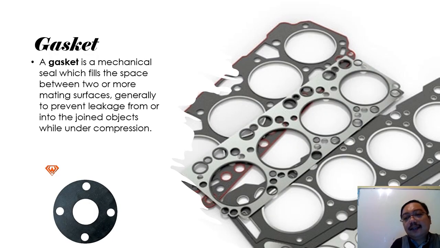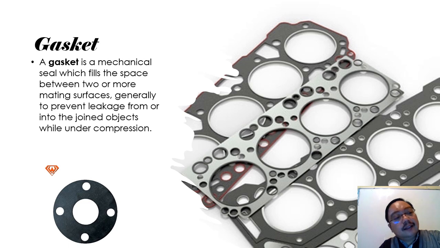So, what is a gasket? A gasket is a mechanical seal which fills the space between two or more mating surfaces, generally to prevent leakage from or into the joined objects while under compression. If you remember, in one of the videos, we talked about gasket. The function of a gasket is to distribute the force. Another function of a gasket is to distribute the pressure evenly among the mating components.